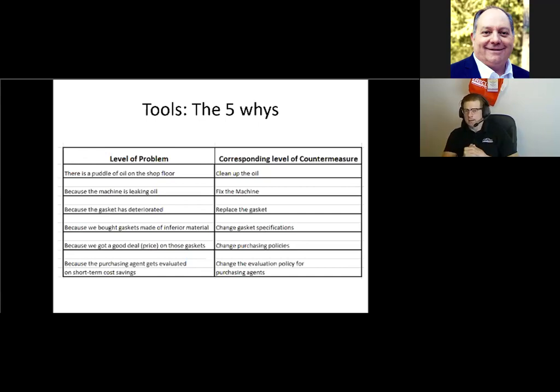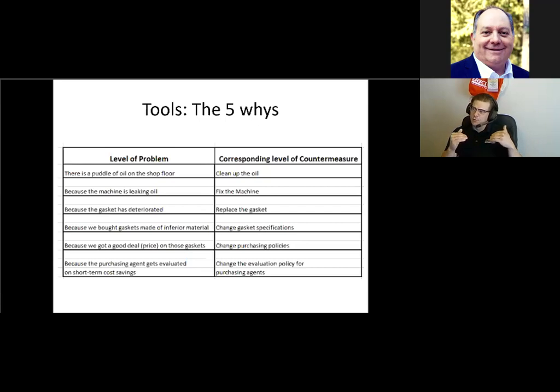Because here's an example of the 5 whys. The idea behind the tool is that you encounter a problem, and then you ask yourself why 5 times, and that will bring you to the root cause. So the level of problem: there's a puddle of oil on the shop floor. That is a problem. You can slip on it, or the EPA will be unhappy with you, whatever it might be. The corresponding level of countermeasure is that you clean up the oil. And the point they are trying to make is that the next day you come back, the puddle of oil is back on the shop floor.